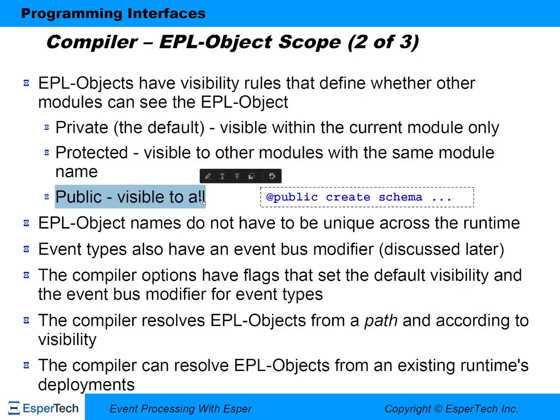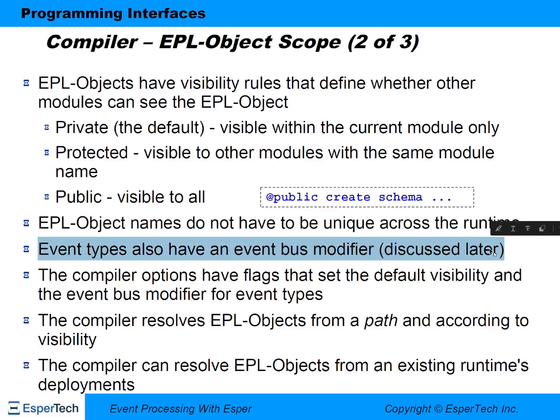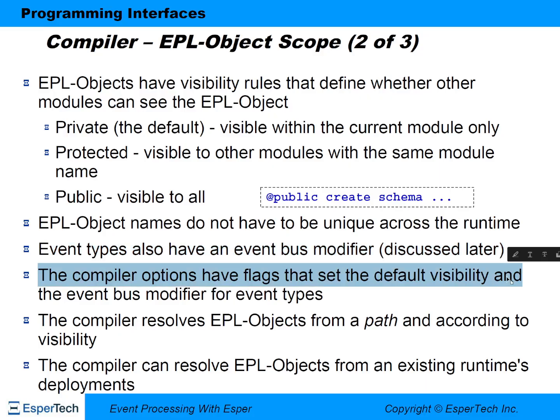The public visibility is when an EPL object is simply visible to all. An EPL object with public visibility can be used by all other modules. EPL object names do not have to be unique across the runtime, since with visibility rules you can decide a scope. Event types also have an event bus modifier, discussed later. The compiler options have flags that set the default visibility and the event bus modifier for event types.